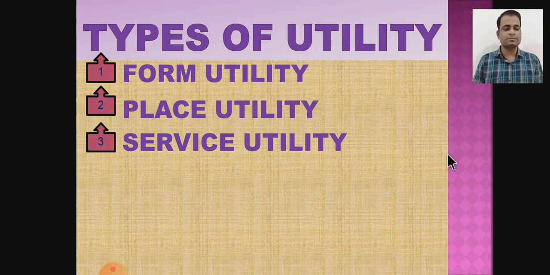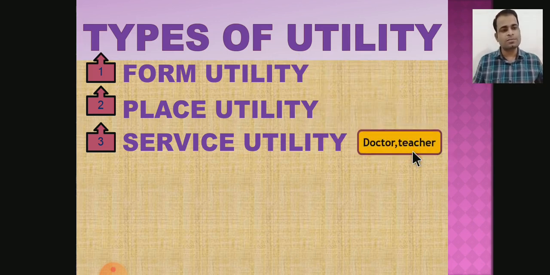The service provided by a doctor to his patient will be an example of service utility. Nowadays we are facing the corona pandemic time. In this corona period, the service provided by doctors plays a very important role. So it will be an example of service utility. Service provided by police to the society, service provided by a nurse to the society, as well as service provided by a teacher to his student, and service provided by a lawyer to his client will be examples of service utility.